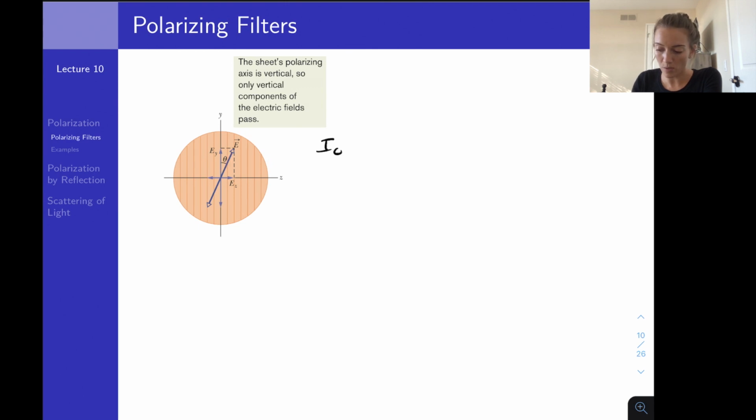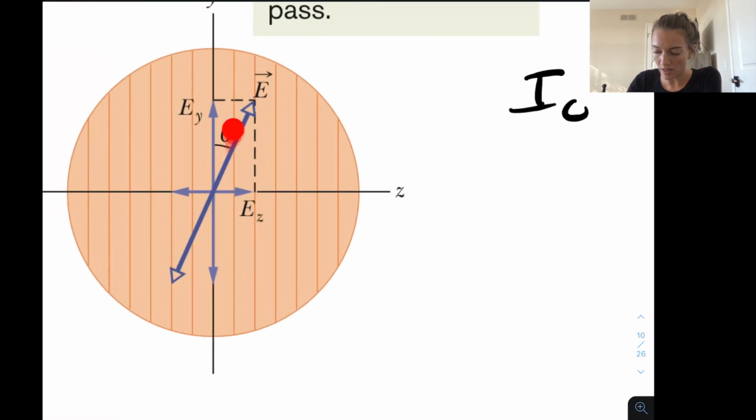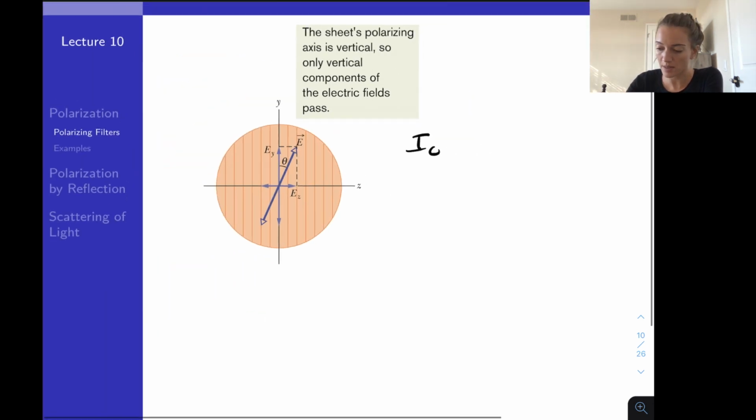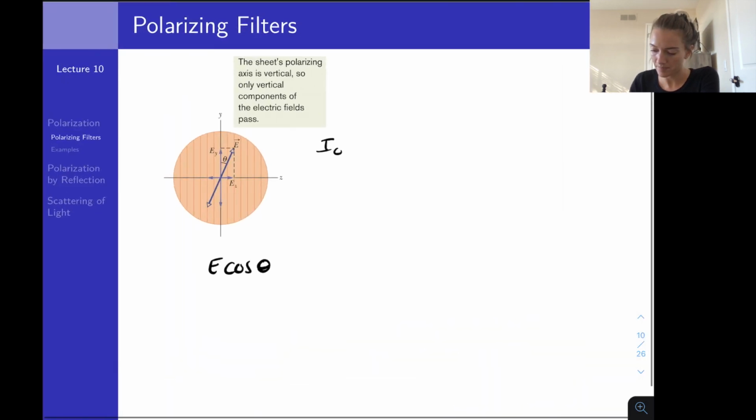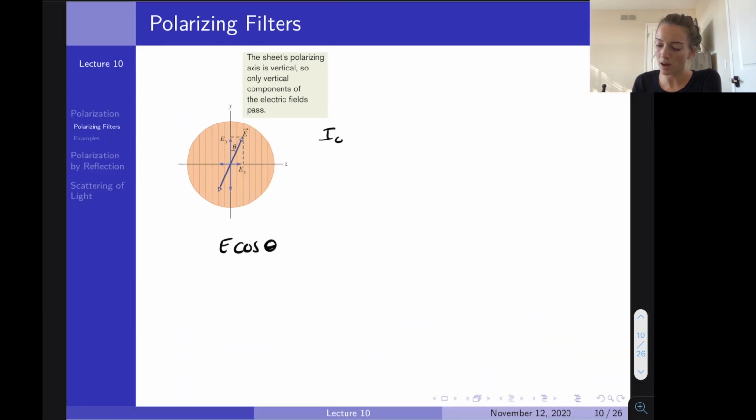So what's the y component of this vector? Well, if we look at this angle here, the y component is the adjacent side, so that's going to be cosine. So our light that gets through is going to be E cosine theta, right? And now think back to one of our previous lectures where we did the intensity of an electromagnetic wave. One of the equations we had was that the intensity was equal to E squared over c mu naught. So our original intensity is the magnitude of this electric field squared over c mu naught.